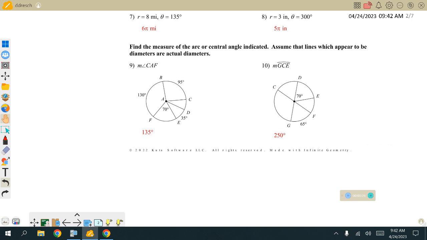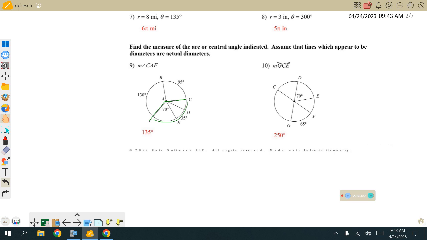Okay, on number 9, where's angle CAF at? Right there. So angle CAF is 70 plus 35 together plus, well, whatever CAD is. So I need to go figure out what that CAD is and then add it together with the 70 and the 35. Well, I don't know what CAD is though. So I need to first figure that out.